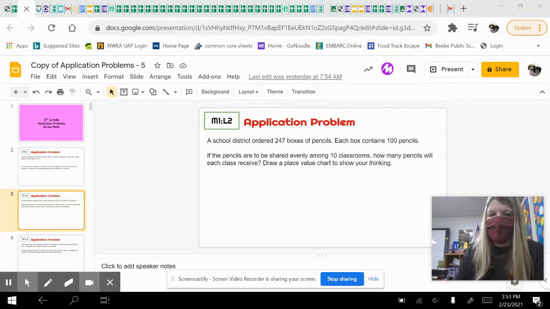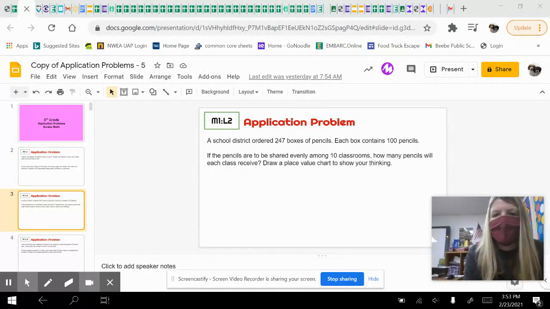then the second part of the question says, if the pencils are to be shared evenly among 10 teachers or 10 classrooms, how many pencils will each class receive? And it says to draw a place value chart to show your thinking, so you can do that if you need to. So I want you to pause this for just a minute, and I want you to solve it in your composition notebook, get your answer, and then after you have your answer, you can unpause it and check your work.